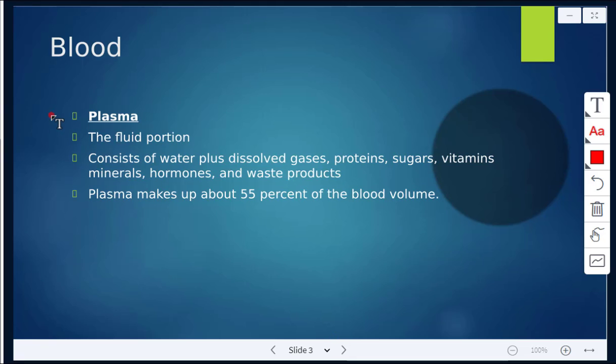So the plasma of the blood, that's the fluid portion. It consists of water plus any dissolved gases, proteins and sugars, vitamins, minerals, hormones, and waste products. And plasma makes up about 55% of the blood volume. All right, so plasma, that's the fluid portion.